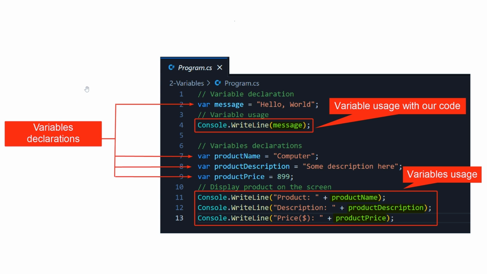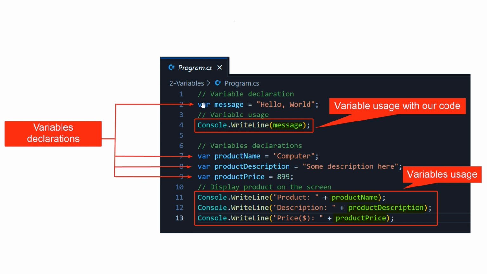So in our case here, we have four different variables. Three of them are of type string. Hello world is a string, computer is a string, some description here is a string, and then we have a variable of type integer.